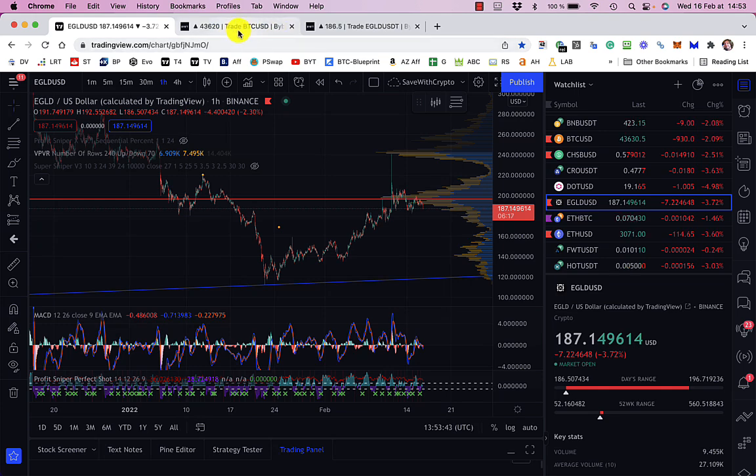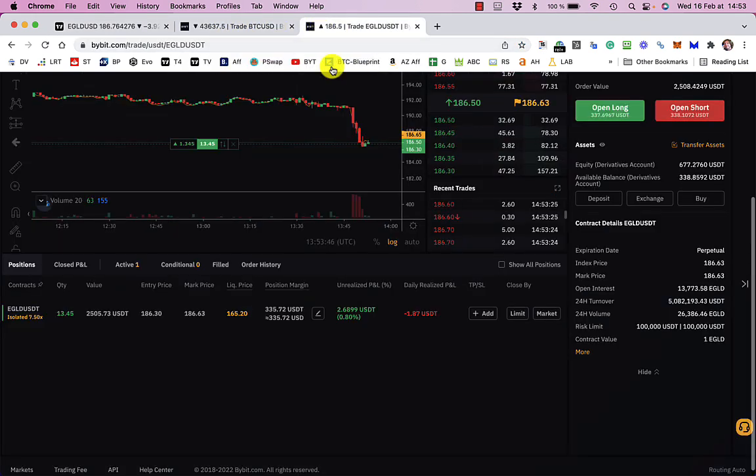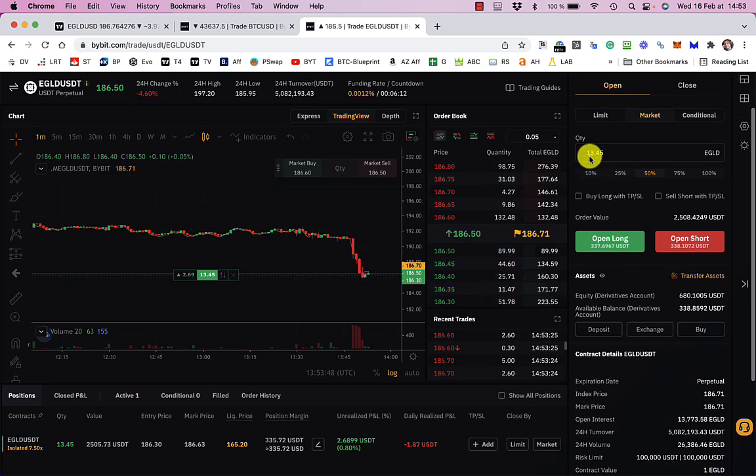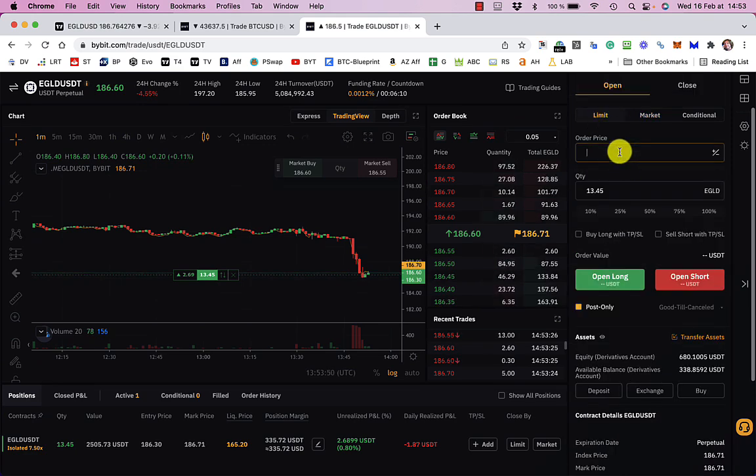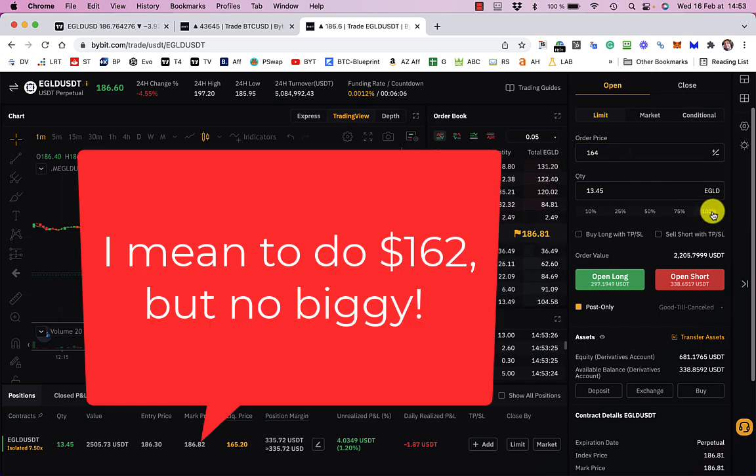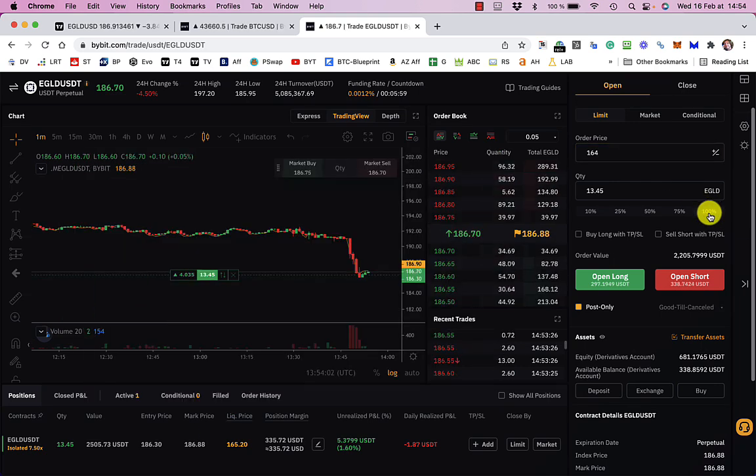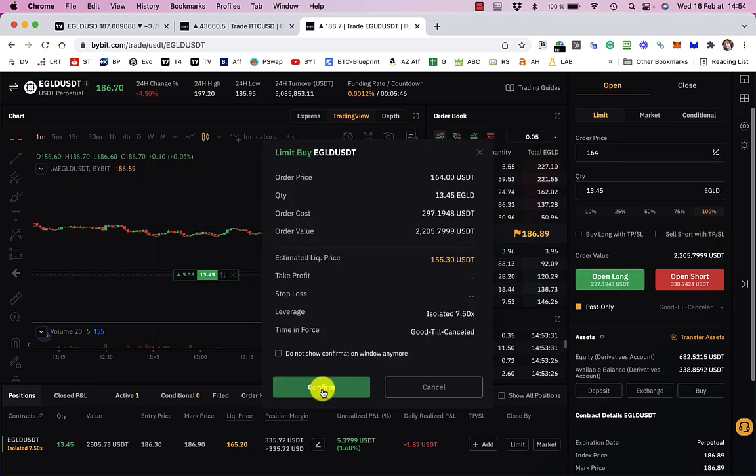So the way I do that is I come to here and I do a limit order. So I go at the price of 164, and I would use the remaining amount of the balance, and I go open long and click this to confirm. So it's going to buy 13.45 eGold at $164 if the price goes down there. Now what will happen then, it will push the liquidation price down further, where hopefully it will never go near.